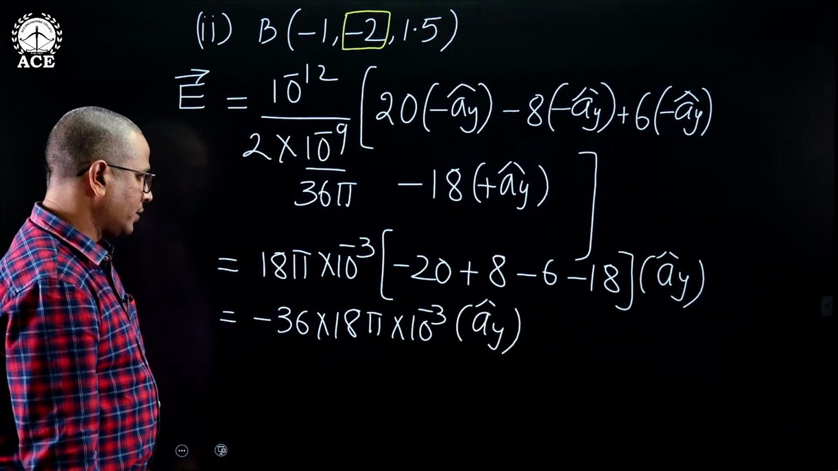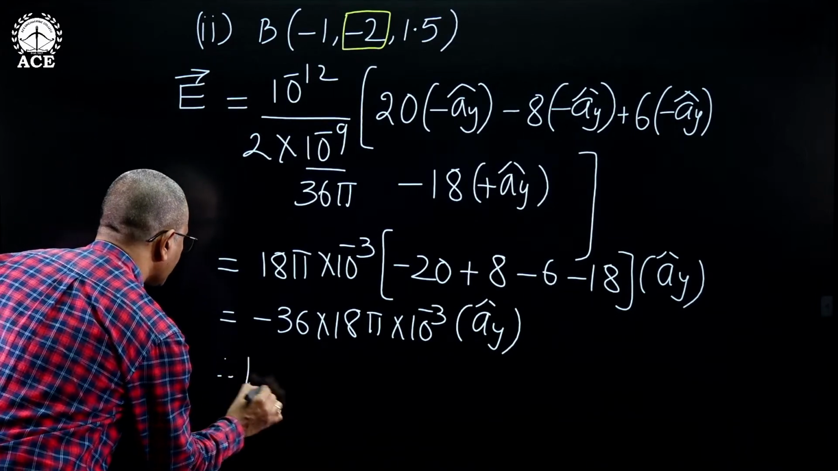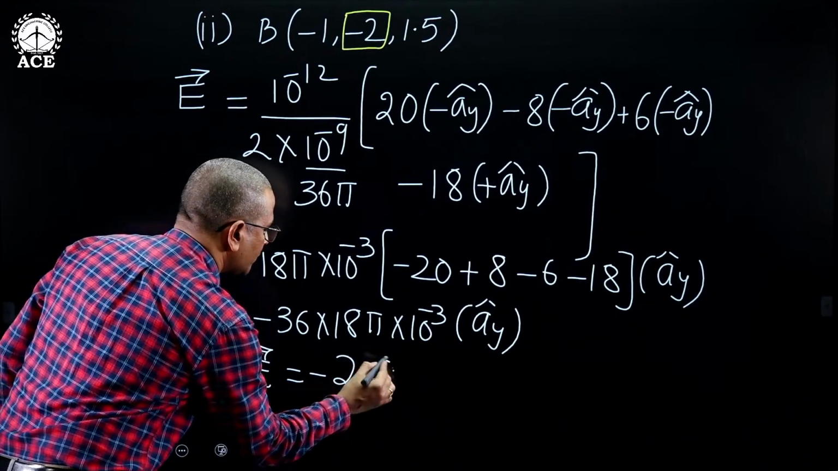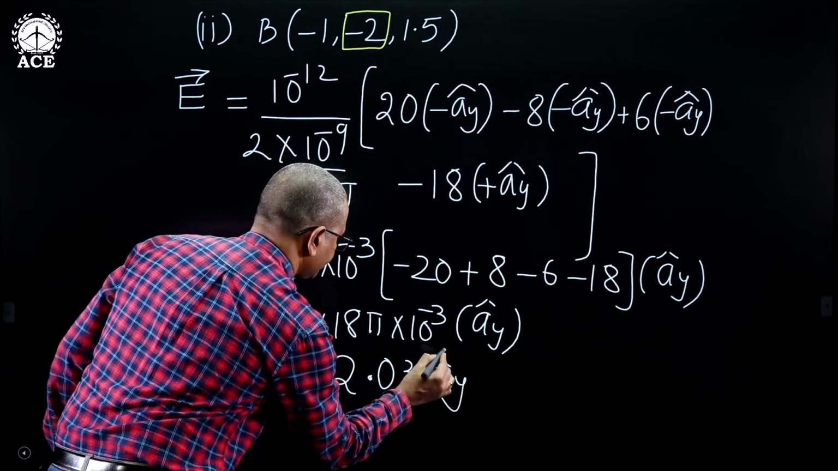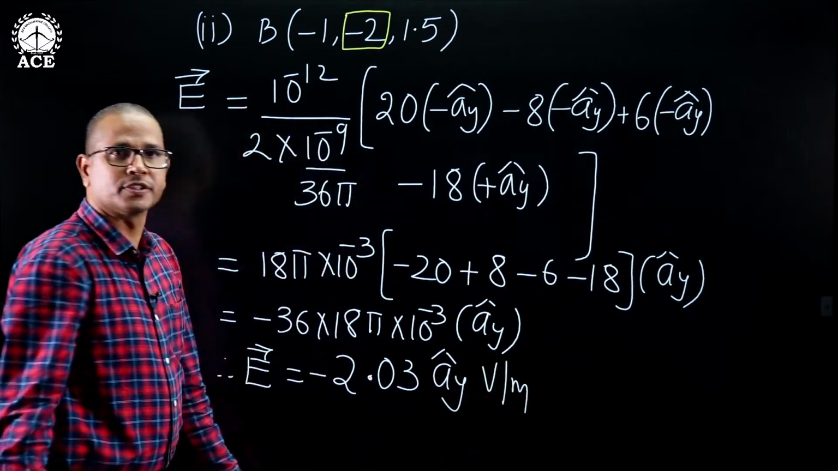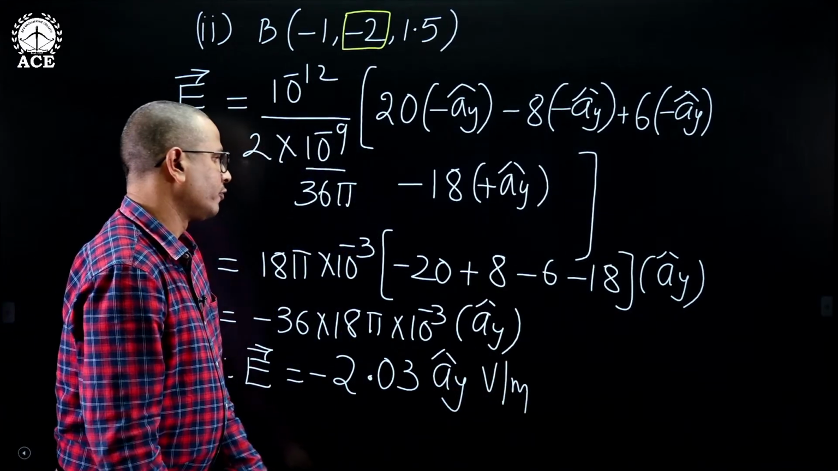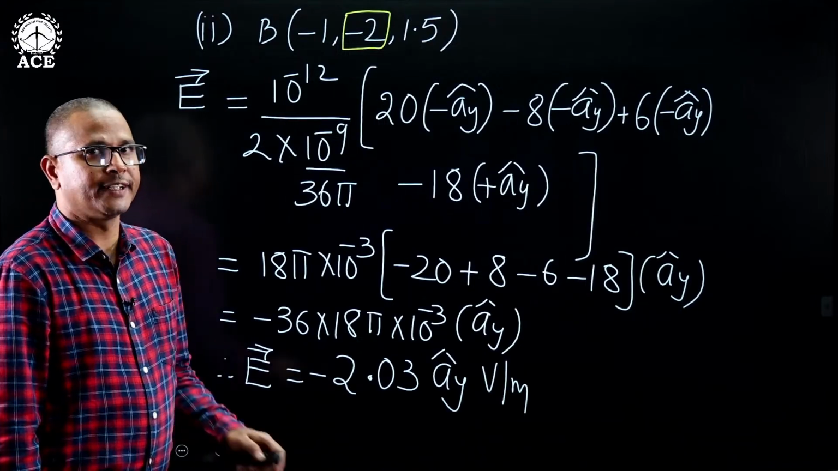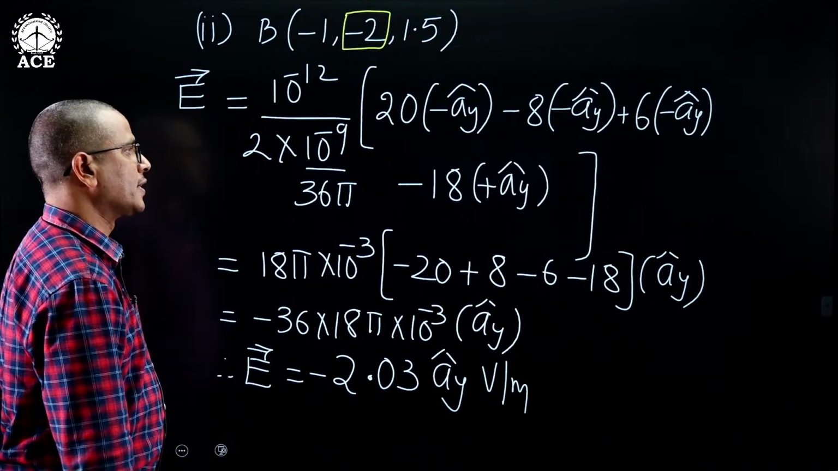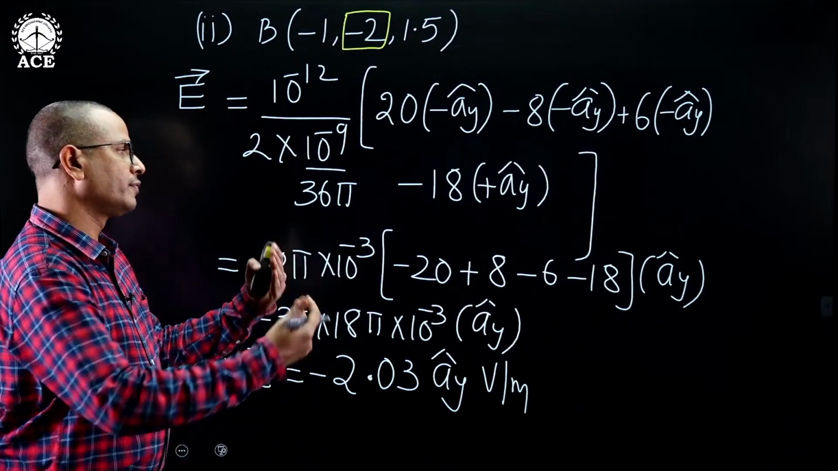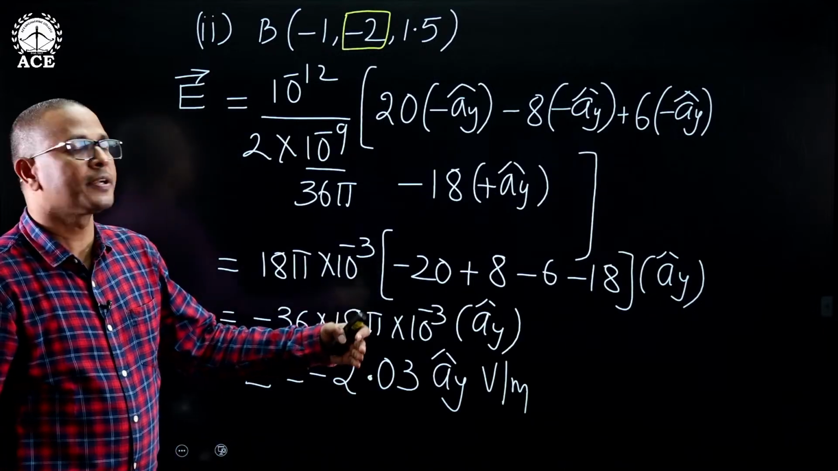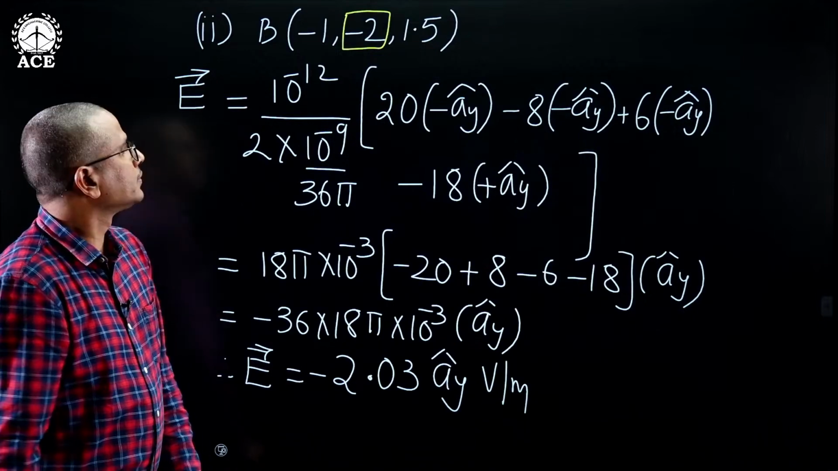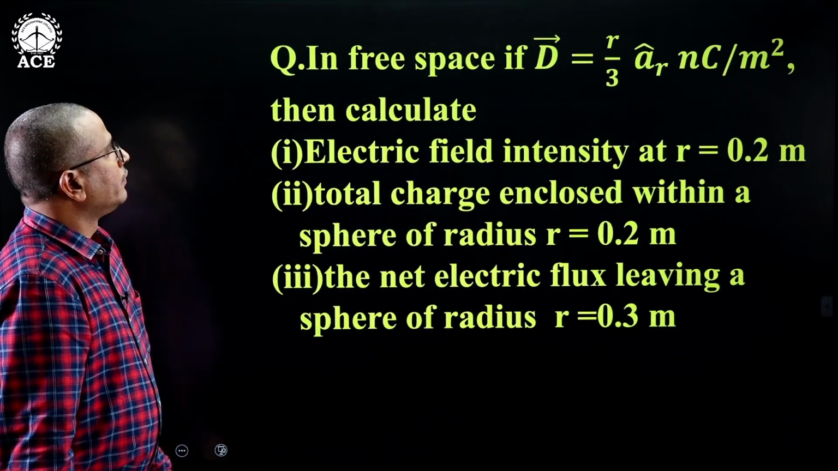Dear students, use a calculator. You check this calculation. Therefore, your answer will be, I think, around -2.03 ay cap volt per meter. This is your answer, dear students. Check it once from your calculator. Okay? This is about the electric field due to sheet charge distribution, sheet charge density. After applying Gauss law, you will get this expression like we have seen for line charge distribution. Using that you can get it. Okay? We'll move to the next one.